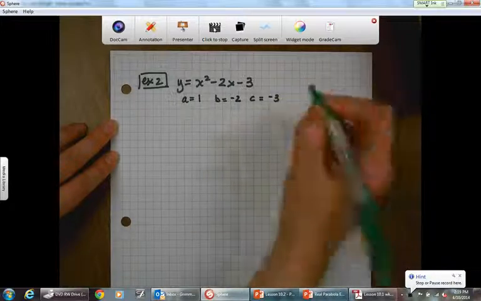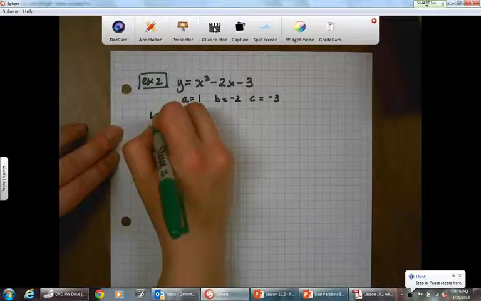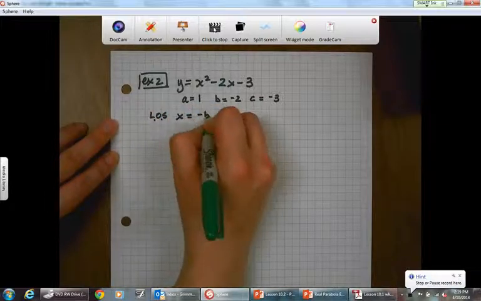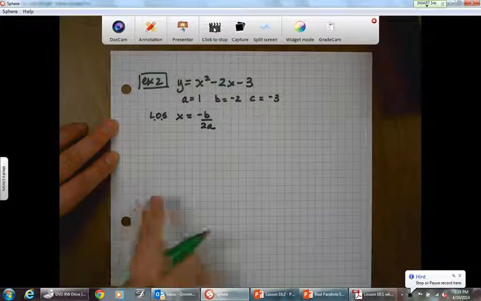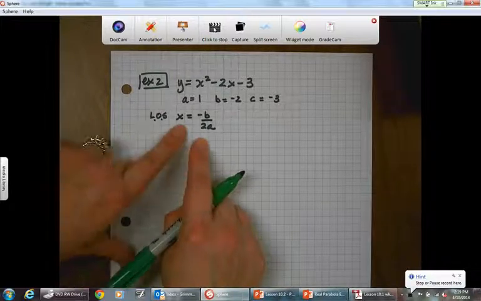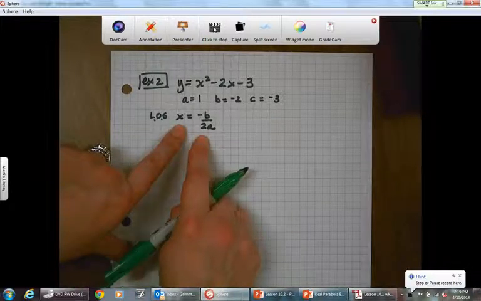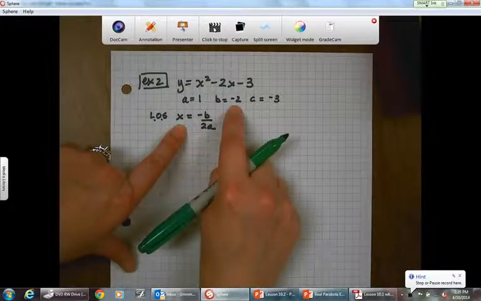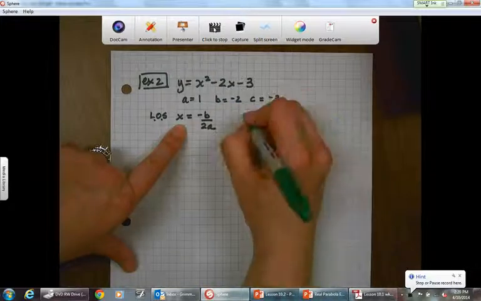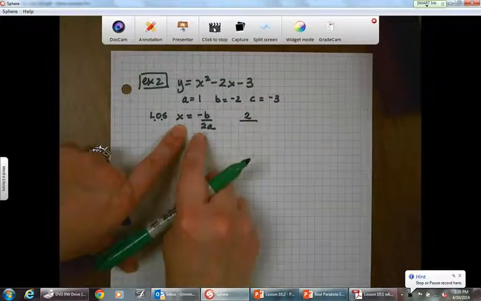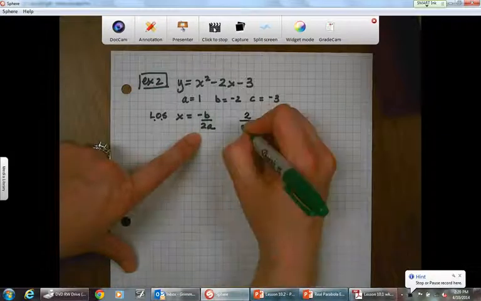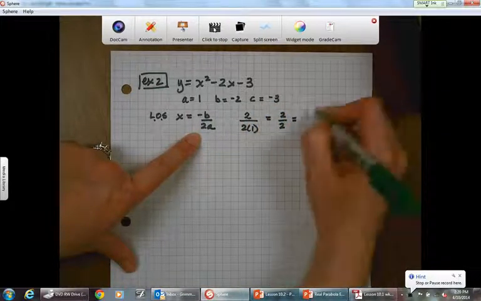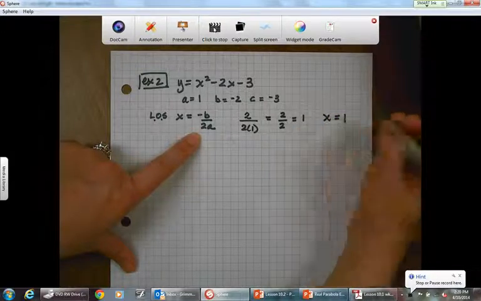Okay, so now I'm going to use my line of symmetry, which I'm going to call LOS, which is x equals -b over 2a. So I'm going to use that formula to figure out where my line of symmetry is located. Okay, so it's -b, so it's the opposite of b, and if b is -2, then it's going to be +2 over 2 times a. So now I'm just getting 2 over 2, which is 1. So my line of symmetry is x equals 1.